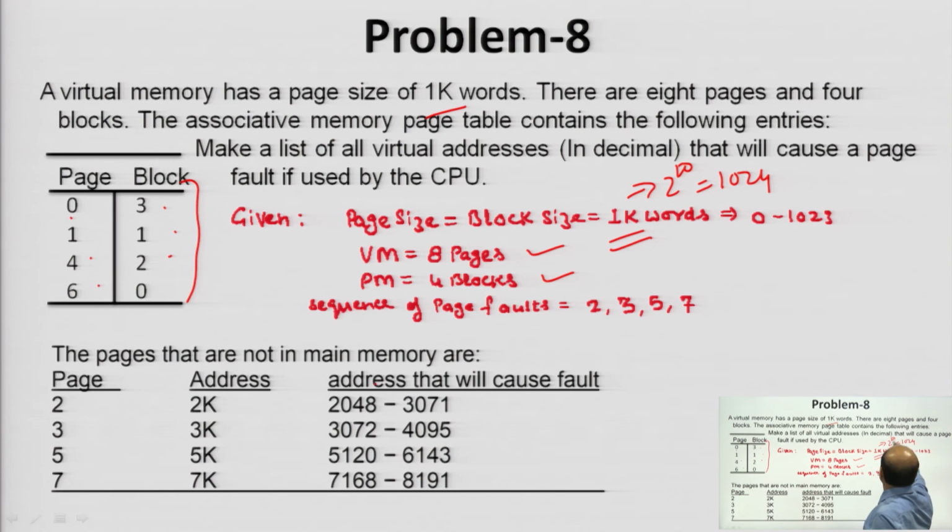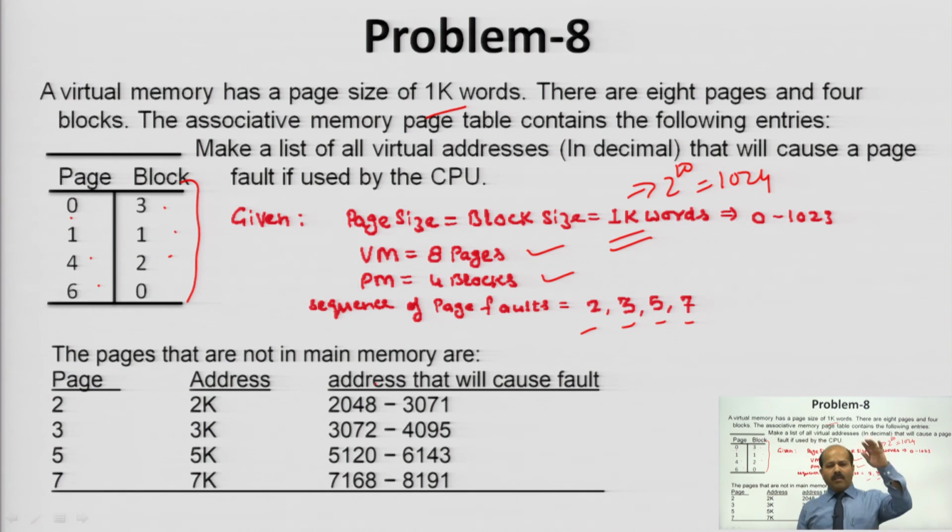So, make a list of virtual addresses in decimal that will cause a page fault. Obviously, the remaining pages will come under page fault. So, how many pages will come under page fault? 4. And what is the sequence of those pages? That is 2, 3, 5 and 7.